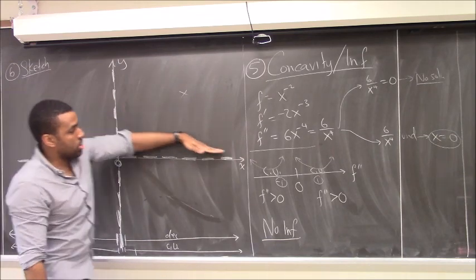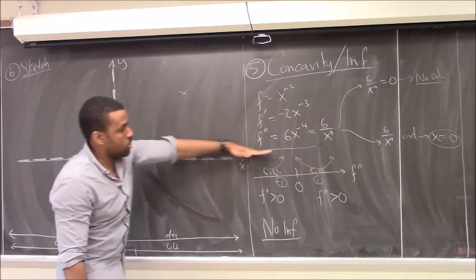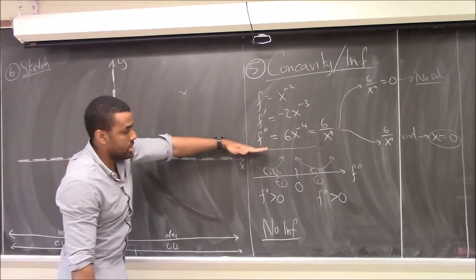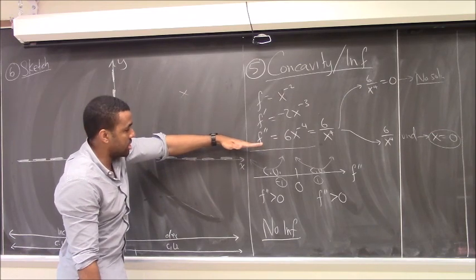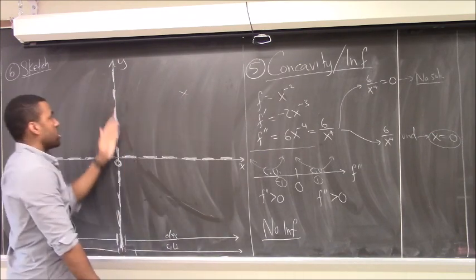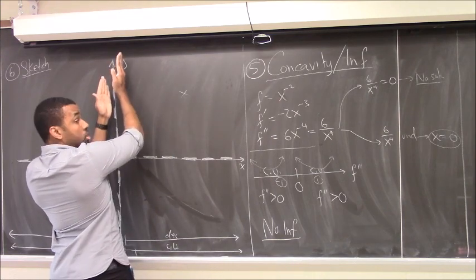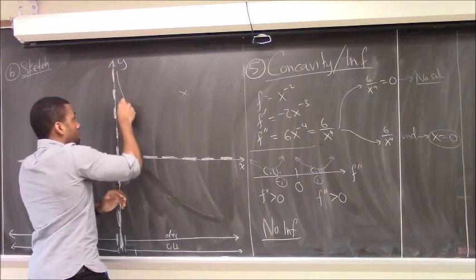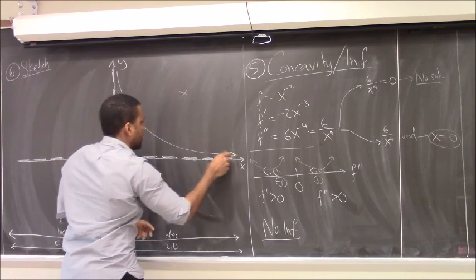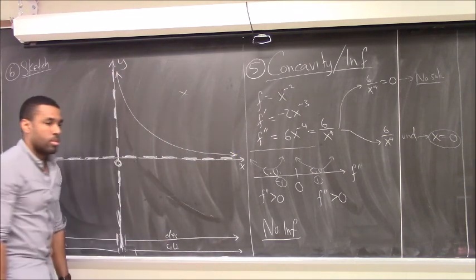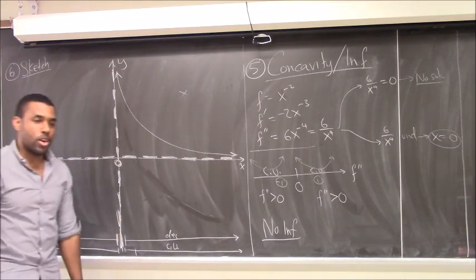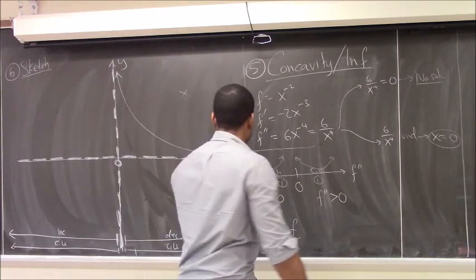Also know that I'm leveling off at y equals 0, so I should go like this, and I never touch the x-axis and I never cross it. But also this is a vertical asymptote, I can't touch that either, so I should be approaching that as well. And so my graph ends up looking like this. Which falls in line with what we knew all along.